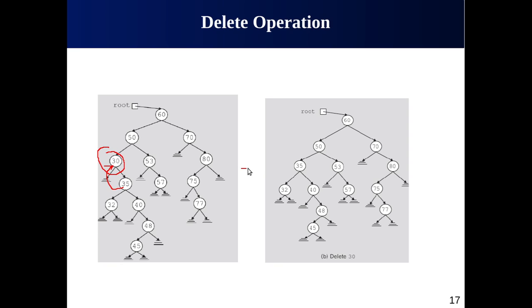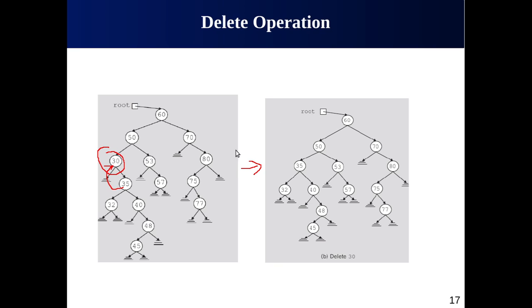So you can see the situation after deletion in this figure B. We have deleted the node 30 and that location has been replaced by its child, that is 35. You can see the rest of the tree is the same: 32, 40, 48, 45. So this is how you can delete a node which has a non-empty right subtree.